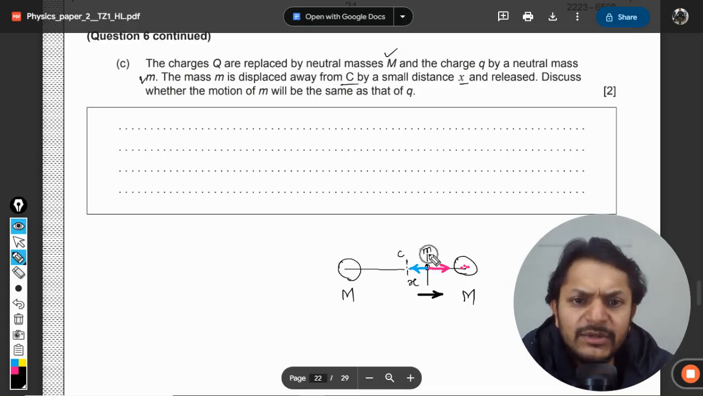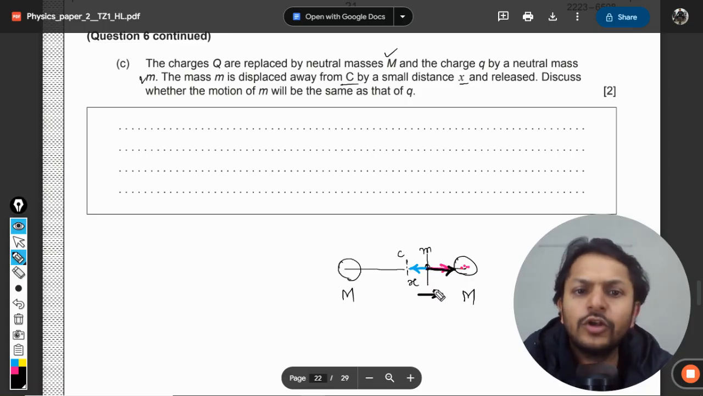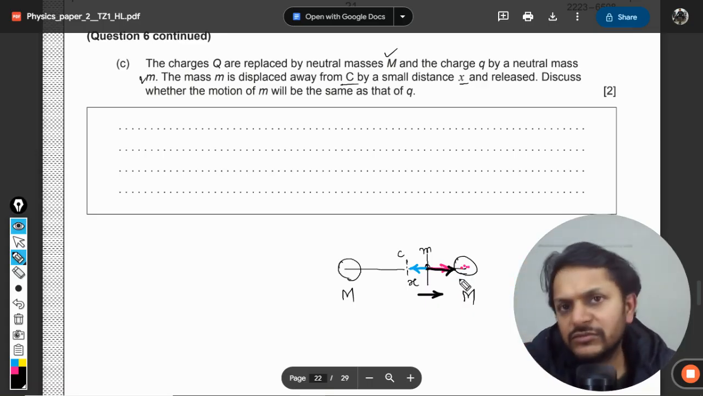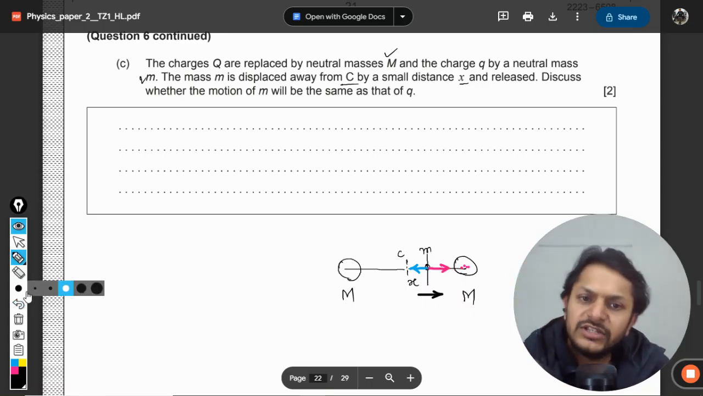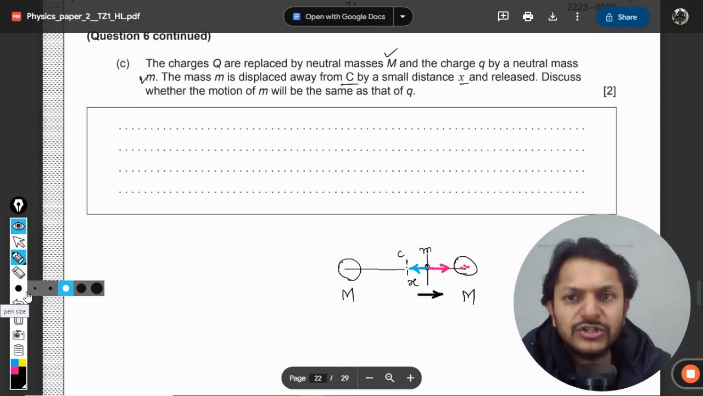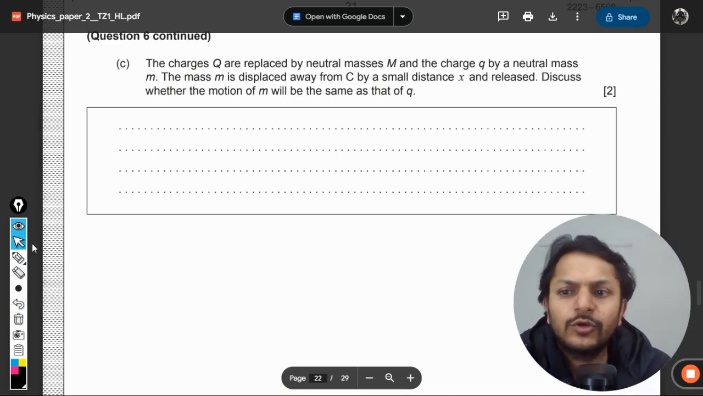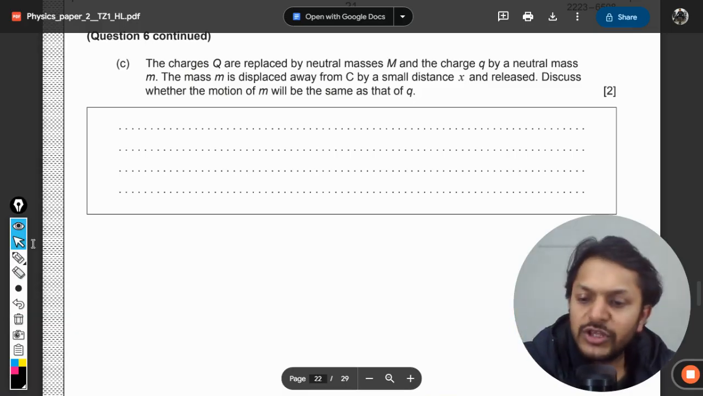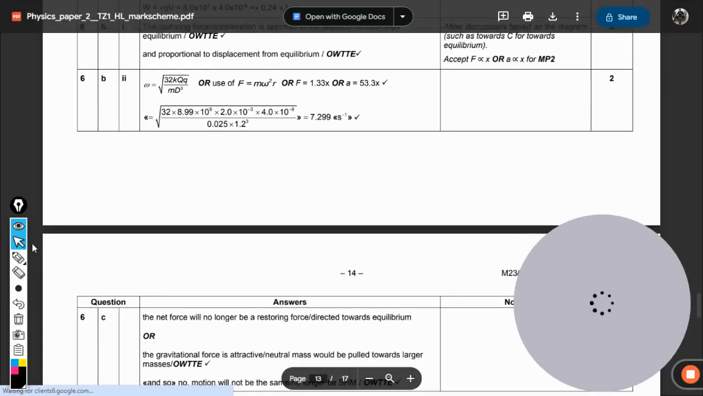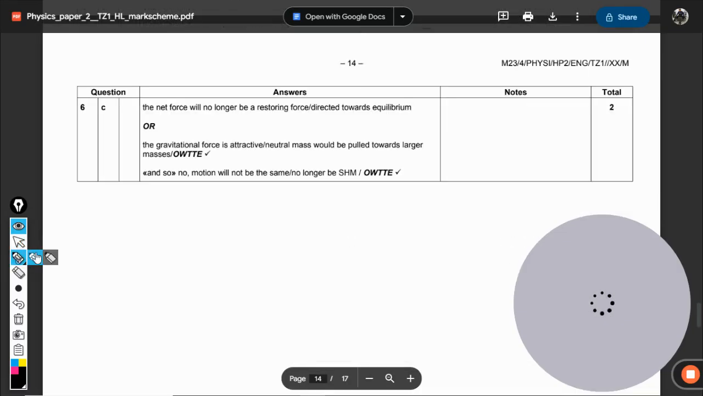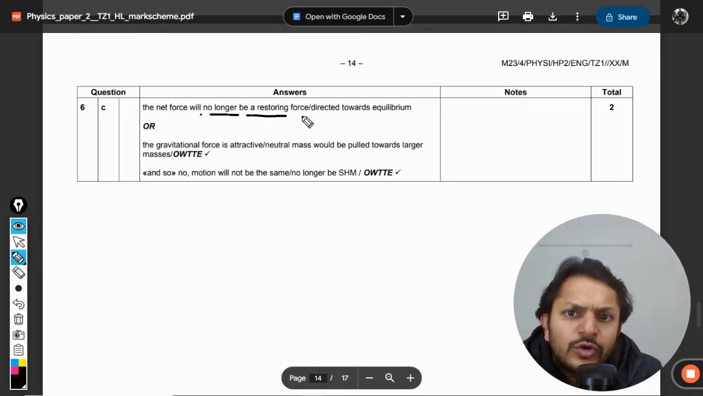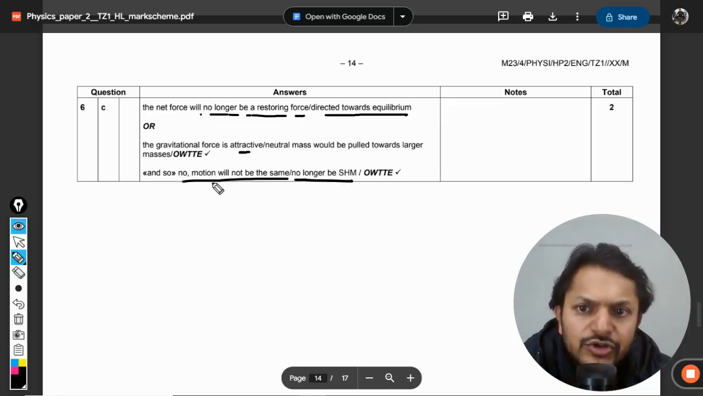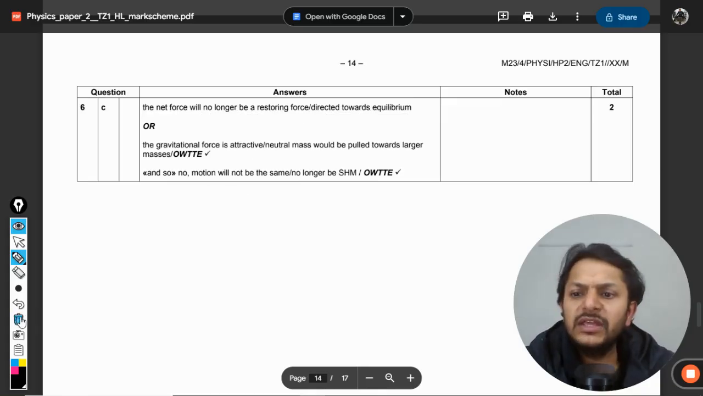The only thing is this m is experiencing an attraction towards capital M, and someday this mass will go and fall onto the surface of that planet or something. So this is going to happen, but it will not be simple harmonic motion. So your answer is that it is not going to be the same as that of the small q. Let us see what is the answer given. Yes, the net force will no longer be restoring and directed towards the equilibrium position, and that is why it will no longer be simple harmonic motion. Yeah, the motion will not be the same.